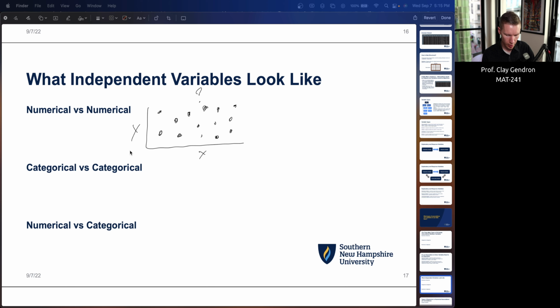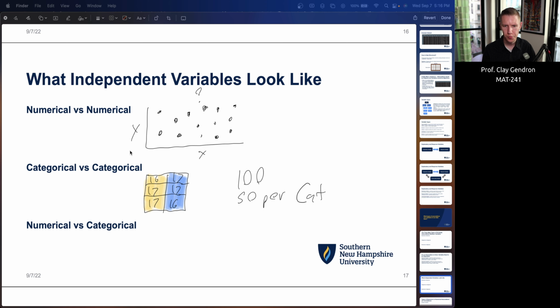So we have our table again, where we have two categories. Let's do it the same, where we have one that is yellow and one that's blue. We have the same scenario where we have 100 people total, and 50 per category. So we have a situation where we'd have 16, 17, 17, and let's say 17, 17, 16. So there's no relationship. It doesn't matter what category you are, whether you like to wear yellow or blue. It doesn't impact anything about this other category.